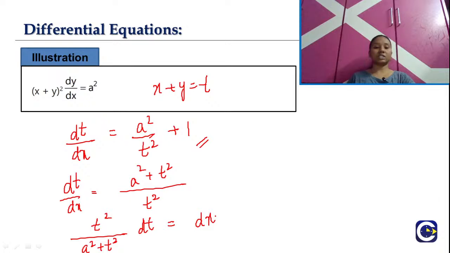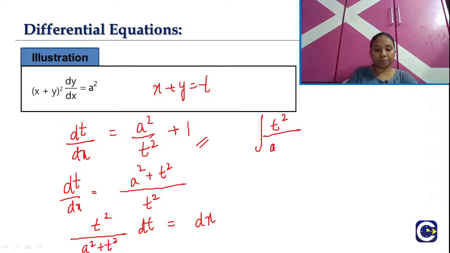So in terms of x and t, we have rewritten that with x on one side of the equation and t on the other side. Now let's do the integration. Integrating t square by a square plus t square dt will be equal to, on the other side, directly x plus constant c, right?